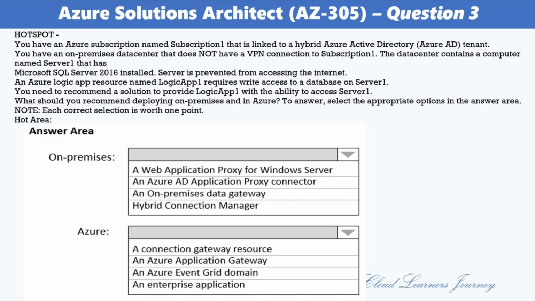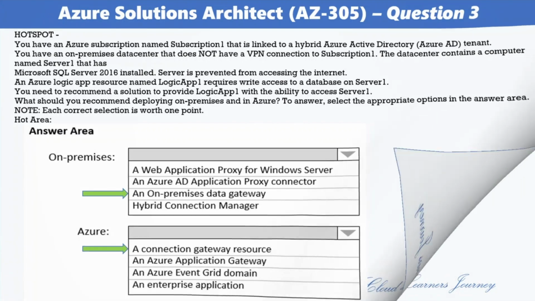For on-premises, it's an on-premises data gateway. For logic apps in global multi-tenant Azure that connects to an on-premises SQL server, you need to have the on-premises data gateway installed on a local computer and a data gateway resource that's already created in Azure. And for Azure, it's a connection gateway resource. A gateway resource in Azure is for gateway installation to access on-premises data sources.